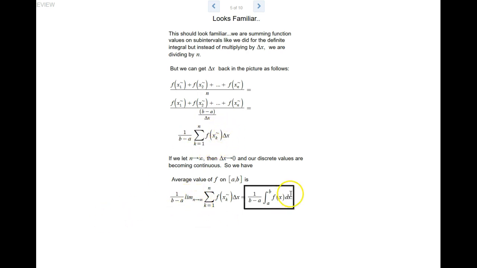So when we take that limit, we have this definite integral from a to b times 1 over b minus a, and this is just 1 over the length of the interval. So this is where our definite integral comes in. We just need to remember to divide it by the length of that interval, b minus a.